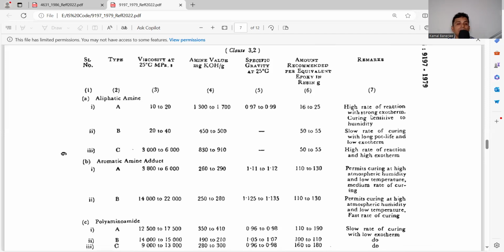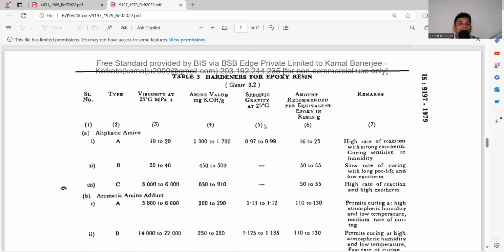So according to the requirement or according to the environment, we need to choose what type of hardener we should use. Here it is type B, slow rate of curing with long pot life and low exotherm. And this one is a high rate of reaction and high exotherm. So see, these are the qualities we need to think about whenever we are doing any epoxy flooring, because we need to do a durable one, and we also have to do this in the project. So to do that, what is my environmental condition, what is my project condition, that also we need to take into consideration, and according to these remarks we need to choose the hardener.